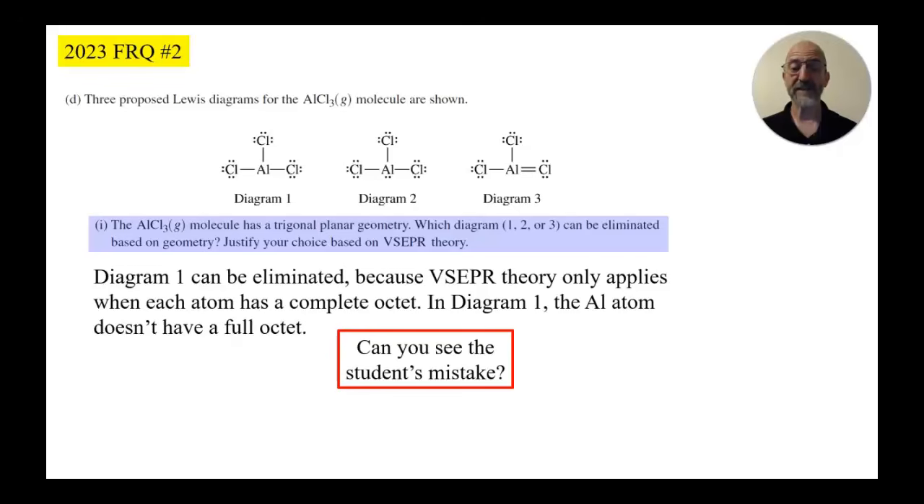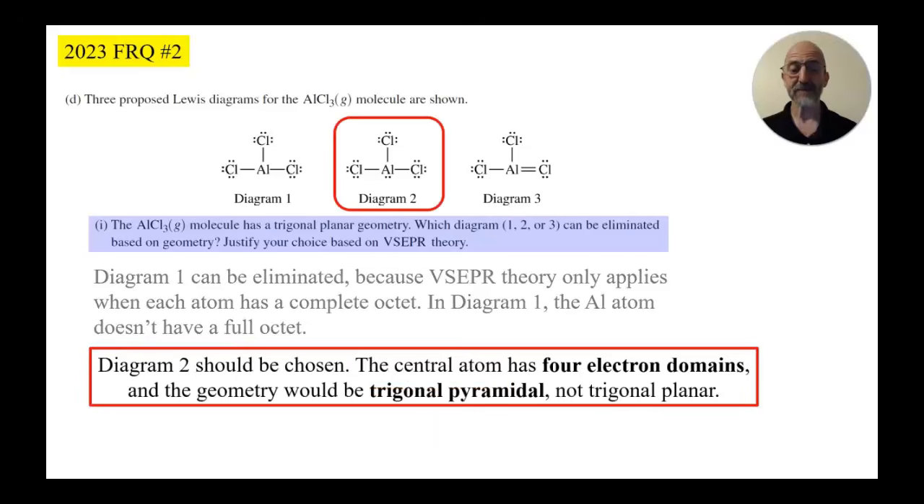So hopefully you can see that their mistake was that they should have chosen diagram 2, because if I look at that central aluminum atom, I see 3 single bonds and a lone pair of electrons. That's 4 electron domains. Now that molecule would be trigonal pyramidal geometry with 4 electron domains, 3 bonding, 1 non-bonding.